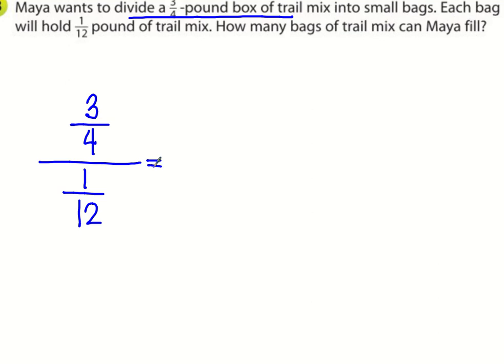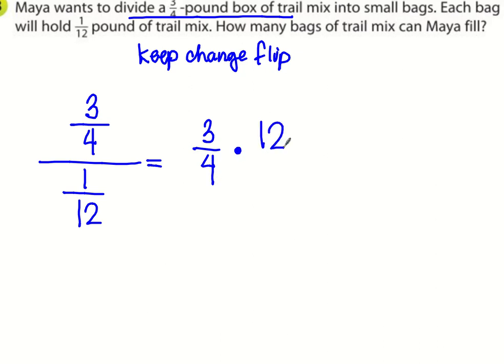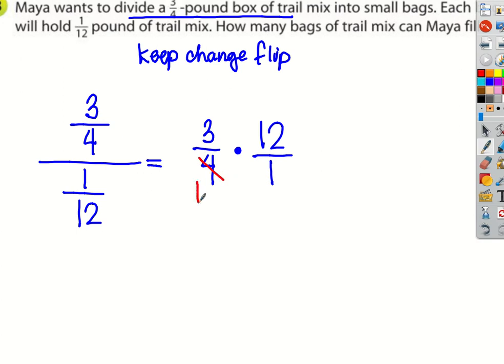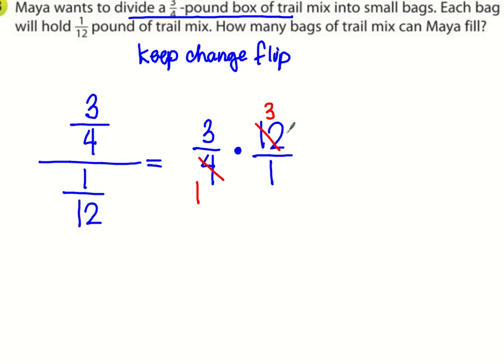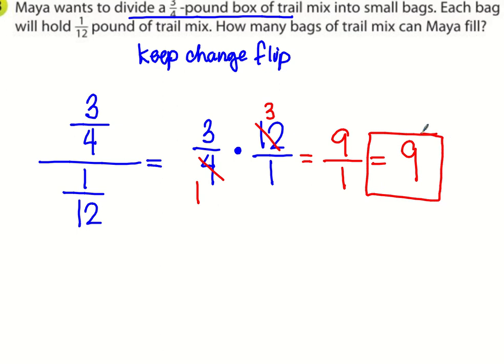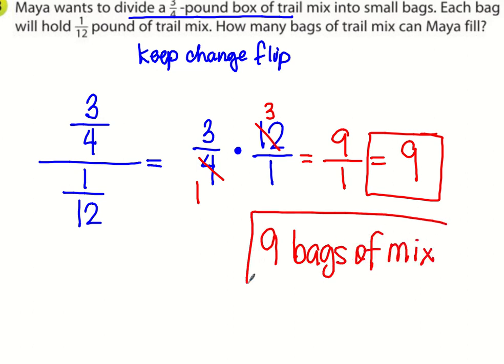So if you don't rewrite this and you're still saying the keep, change, flip, okay? If you do keep, change, flip, you keep your 3/4, you change it to multiply, and you flip 1/12 to the reciprocal 12/1. And then again, now you're just looking at multiplication of two fractions. You can cross-reduce, or you can do it at the end, doesn't matter. 3 times 3 is 9/1, and my answer would be 9, okay? So if I write this out, how many bags of trail mix can she make? She can make 9 bags of mix with 3/4 of a pound, okay?